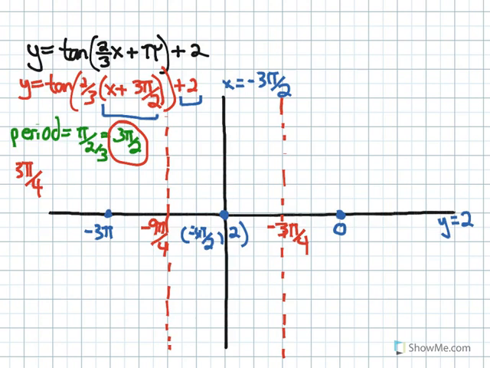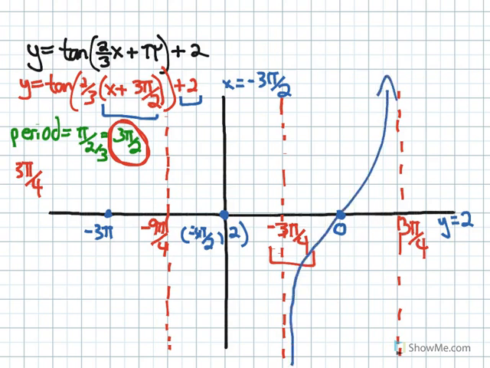And you can also use the period 3 pi over 2 to get to your next asymptote. So for instance, I know this first asymptote is at negative 3 pi over 4. If I add 3 pi over 2 to it, that's adding 6 pi over 4, which gets me to positive 3 pi over 4. So that'll be my next asymptote at positive 3 pi over 4. And then we just fill in our tan graph as usual.